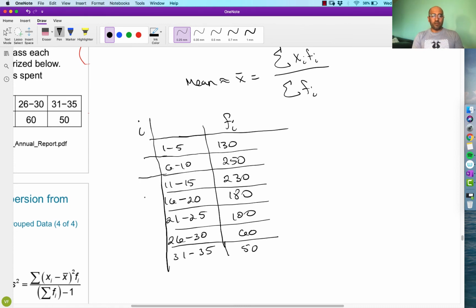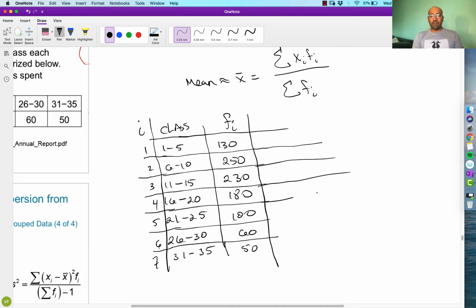This is going to be guy equals 1, 2, 3, 4, 5, 6. Looks like there's 7 classes we're going to have to deal with. And now, okay, 130 students responded with an answer that lied in this little class. So maybe some of them said 1 hour, maybe some of them said 5 hours, some of them said 2 hours. So remember that our best guess is going to be that class midpoint. And that's going to be the x values.